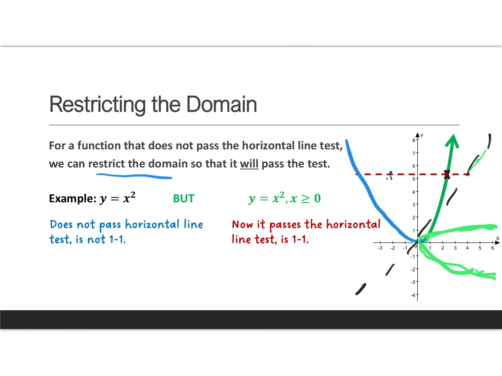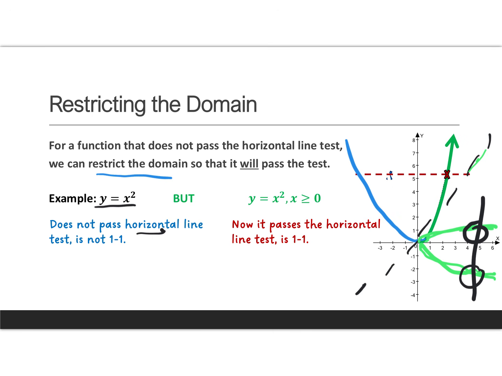The problem is it's not a function. This inverse crosses the x value twice. It fails the vertical line test. So we knew right away that y equals x squared did not pass the horizontal line test, but did pass the vertical because it was a function.